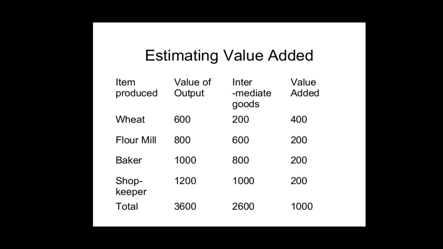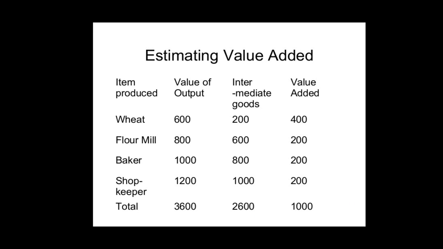The shopkeeper then sells the bread to the final consumer for rupees 1200. Thus, the value added by the shopkeeper is rupees 1200 minus rupees 1000, which is equal to rupees 200. Dear students, in the given example, wheat is a final product for the farmer, flour is a final product for the flour miller, and bread is the final product for the baker, as every producer treats his commodity as the final output.